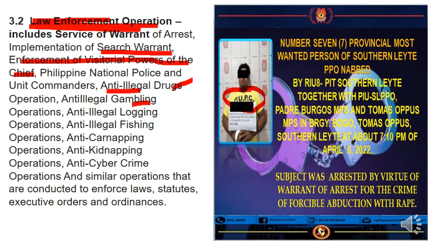Then you can have anti-illegal logging. What are those instances of illegal logging? First, you are cutting the wrong tree. You are cutting in a marine protected sanctuary, or in a declared forest. Illegal gambling: no permit, no registration. Illegal logging: you cut in a forest area.